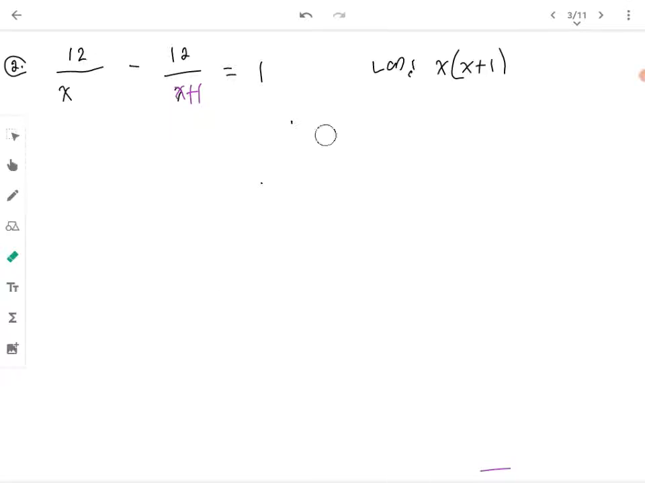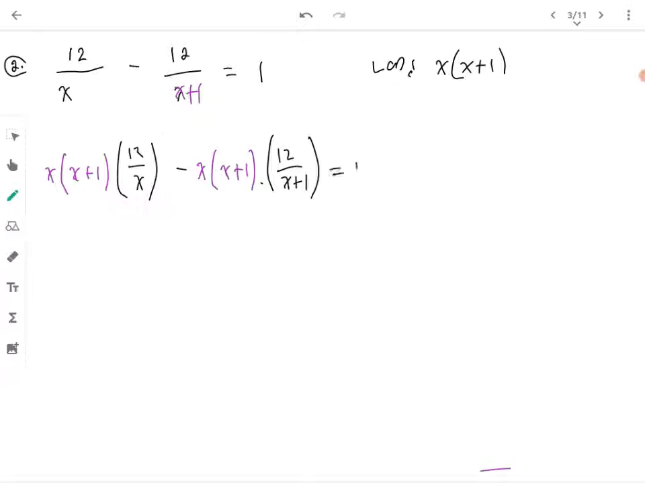Because 12 over x is greater than, it's like saying this one is greater than by 1. So the LCD is still the same, so I will multiply this by the LCD. So you have x times x plus 1, and I'll write it in black, then times the 12 over x minus our LCD again, x times x plus 1, times 12 over x plus 1 equals 1 times our LCD, which is x times x plus 1.